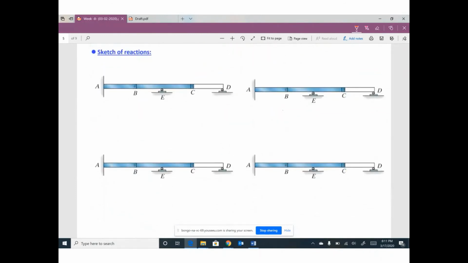More complicated one. We have fixed, so we have reaction YA, we have moment MA, we have reaction YE, and we have reaction YD. We are looking for confluence line of YA, confluence line for MA, confluence line for YE, confluence line for YD. Push your support up by 1.